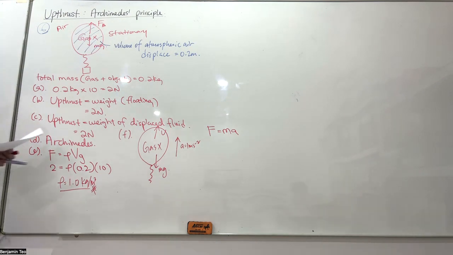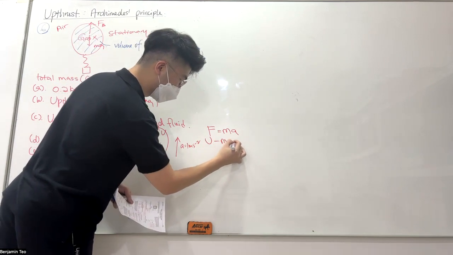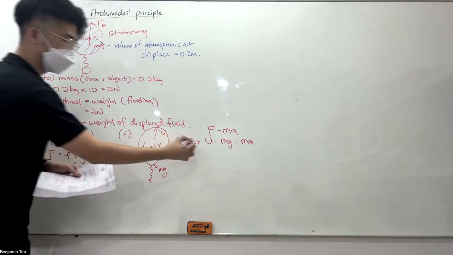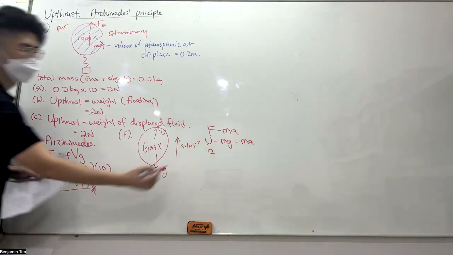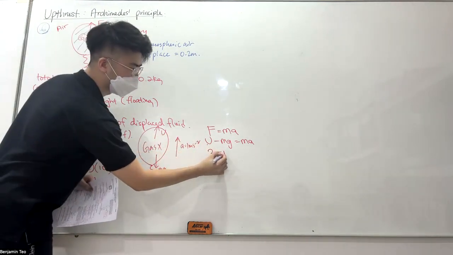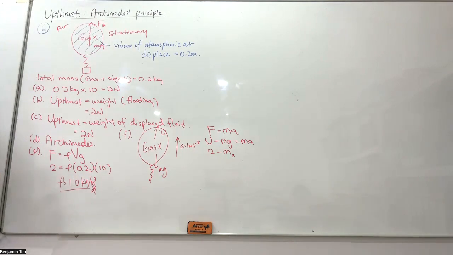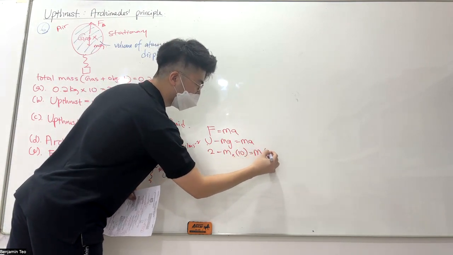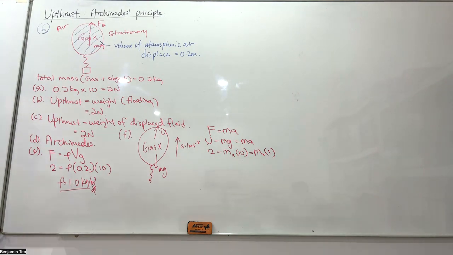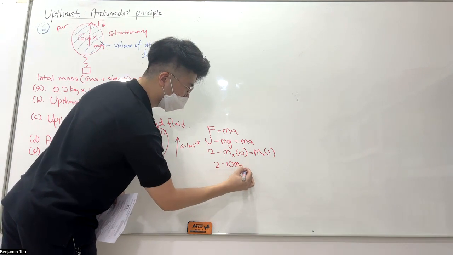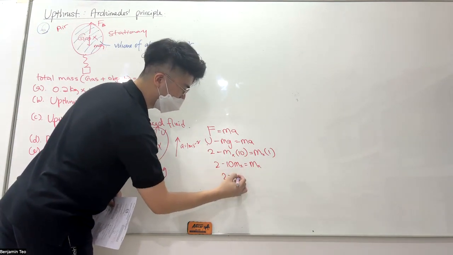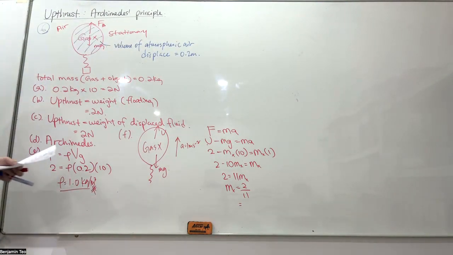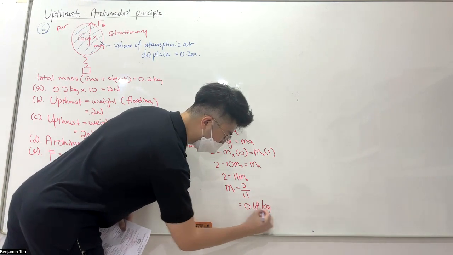Force is your net force. Net force: U minus mg equals ma. U is 2 Newton, minus the mass of the gas, mx, times 10, equals the mass of the gas times 1. So 2 minus 10 mx equals mx. 2 equals 11 mx. 2 divided by 11, so your mass is 0.18 kilogram.